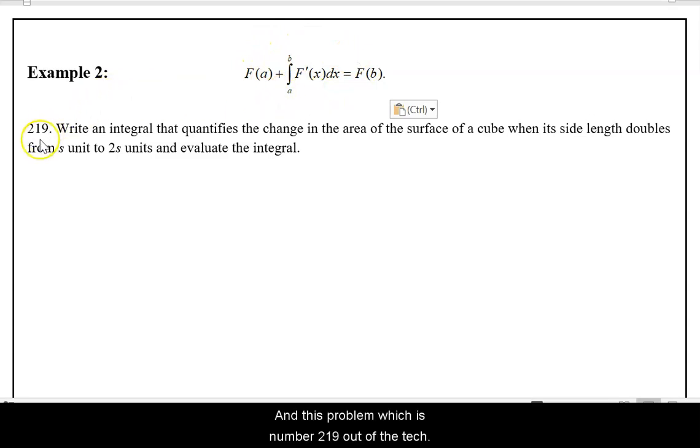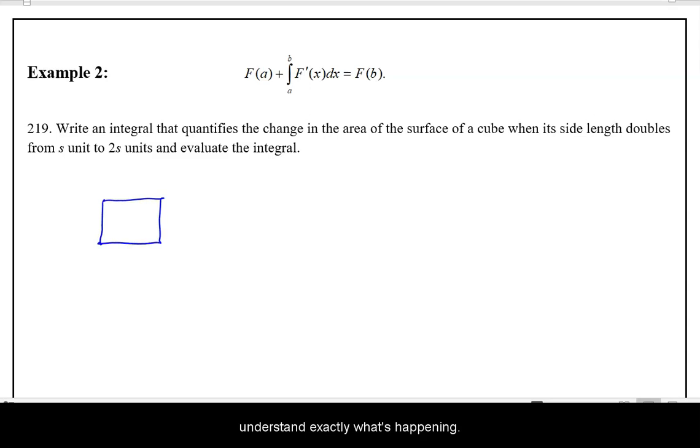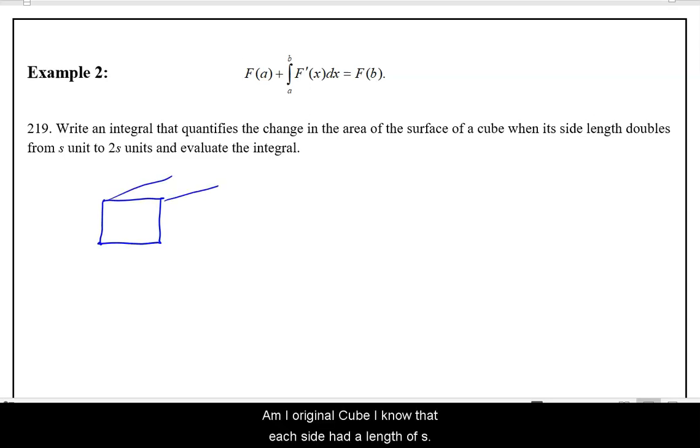In this problem, which is number 219 out of the textbook, it says, write an integral that quantifies the change in the area of the surface of a cube when its side length doubles from s units to 2s units, and evaluate the integral. The first thing I want to do is draw a cube so that I can understand exactly what's happening. In my original cube, I know that each side had a length of s.